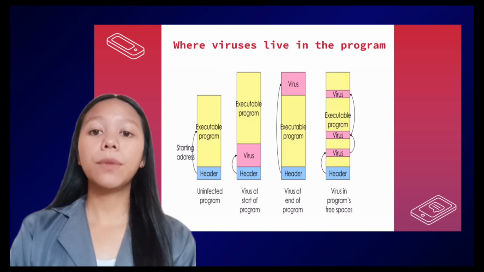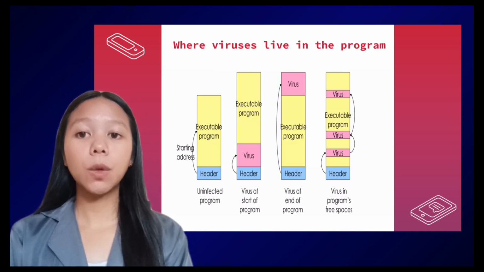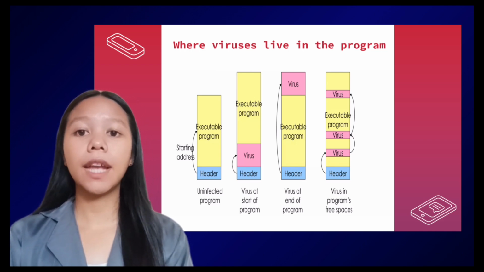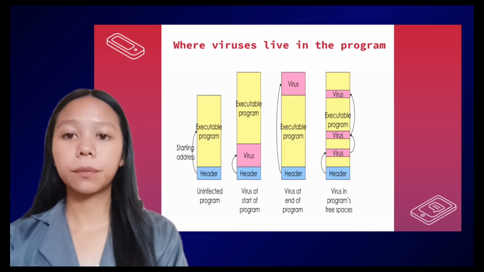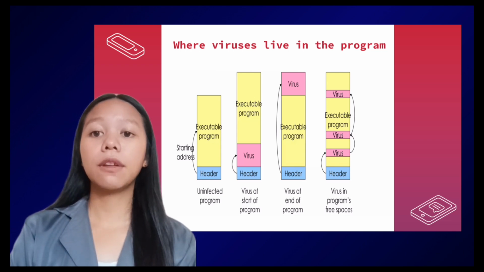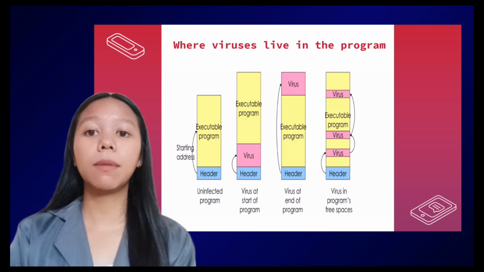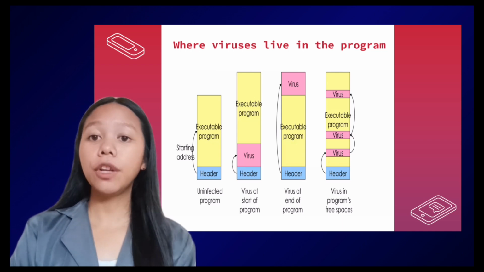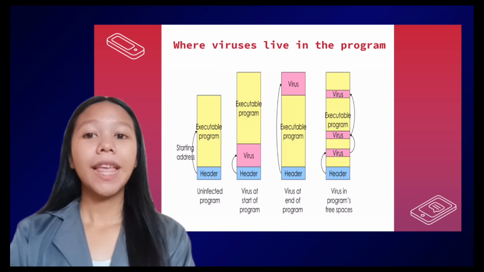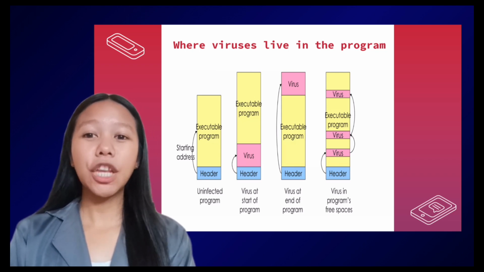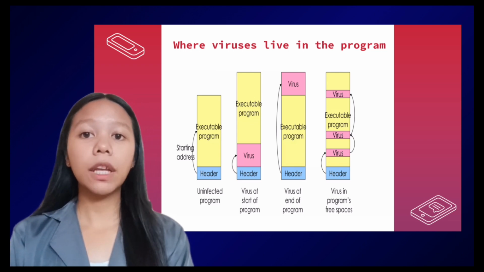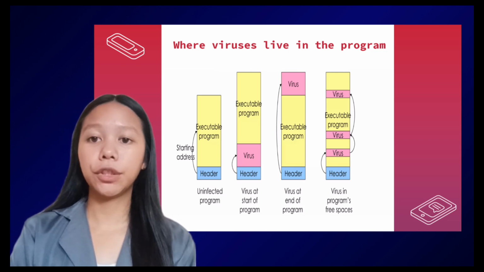Virus at the end of the program. The third column shows a virus added to the end of the program. The original program runs first and the virus gets executed afterward. Virus in the program's free spaces. The fourth column demonstrates viruses residing within the unused or free spaces of a program. This method is stealthier since the overall file size may not change significantly, making detection harder.